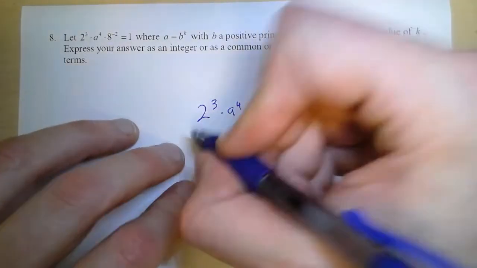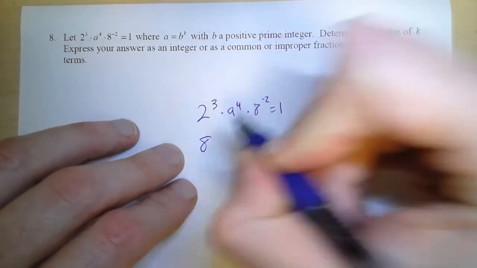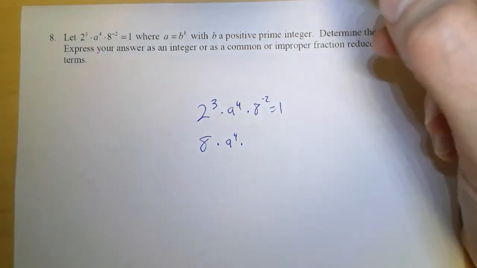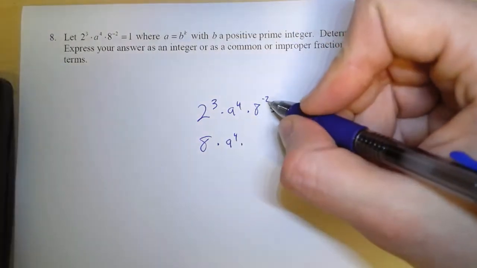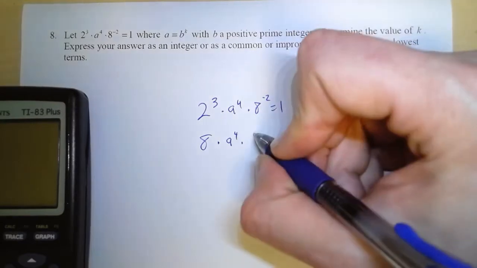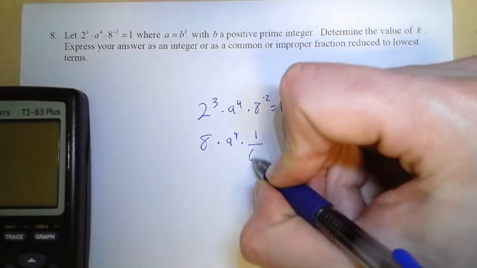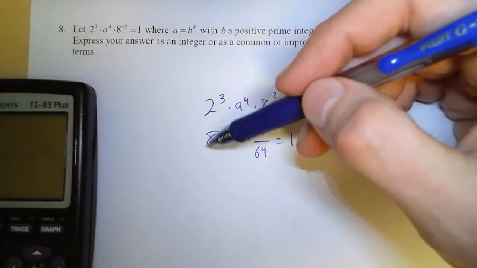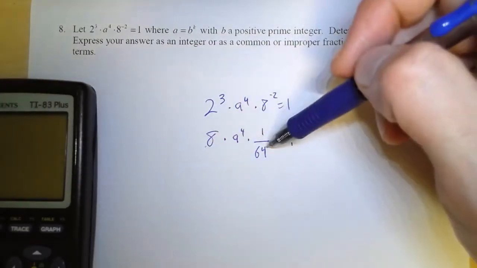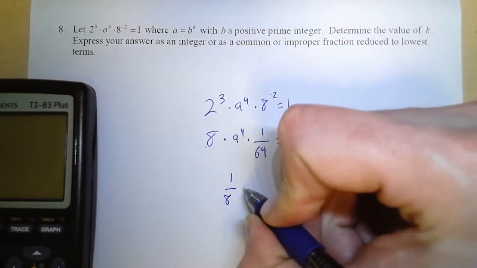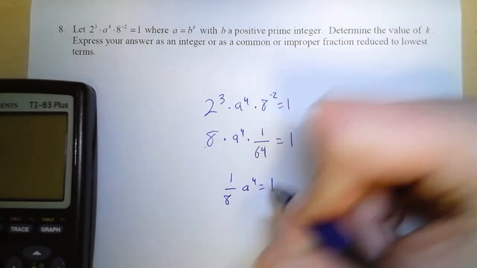What is 2 cubed? 2 cubed is 8. Now a we don't know, so a to the 4th we don't know. What is 8 to the negative 2? Well, 8 squared is 64. And so 8 to the negative 2, when you have a negative exponent, that means it's reciprocal. So now I can take 8 and 1/64 and multiply them together, and I get 1/8 times a to the 4th equals 1.